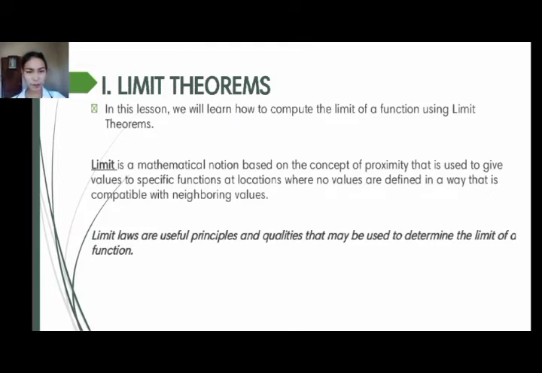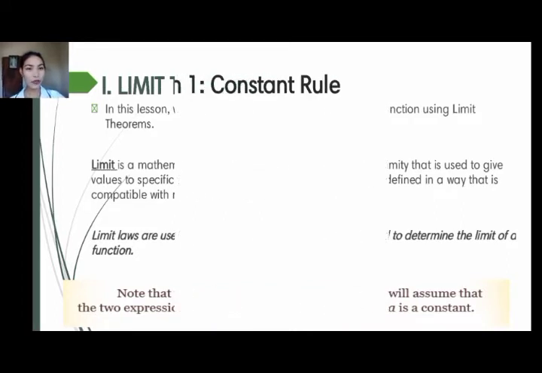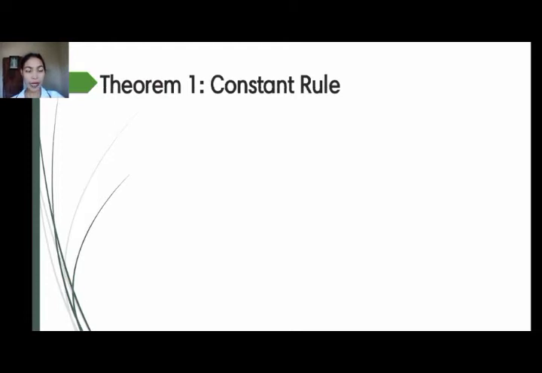a function. So class, we have to take note that throughout the entire discussion, we will assume that the two expressions, the limit of f of x as x approaches a and the limit of g of x as x approaches a, exist, and a is a constant number. So let us start with theorem number 1, the constant rule.